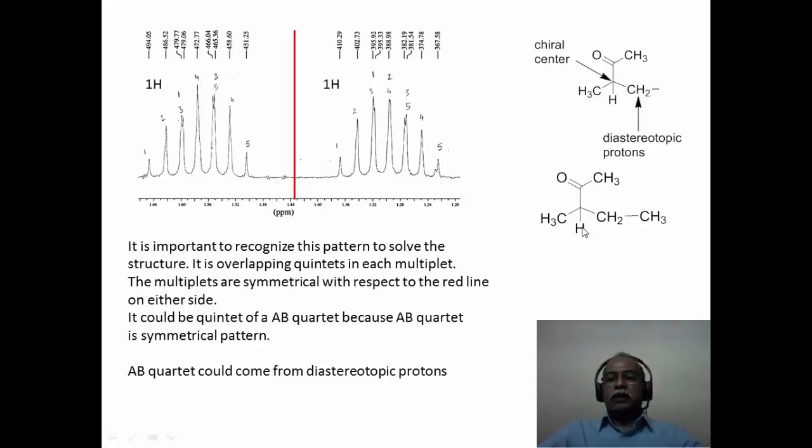You have 4 hydrogens which are adjacent to the CH2 hydrogen. So the CH2 hydrogens will couple with each other first to form an AB quartet, and the AB quartet will be further split into a quintet. So an AB quartet times a quintet will be a 20 line pattern. There are 10 lines on this multiplet which are overlapping with each other, and 10 lines on this multiplet also which are overlapping with each other. So it is important to recognize this pattern to solve this structure. The overlapping quintet in each multiplet is what is to be recognized in this multiplet signal.